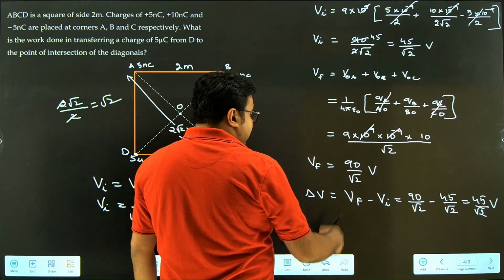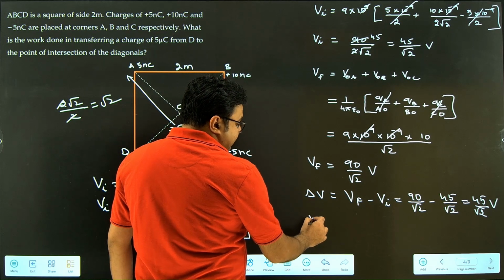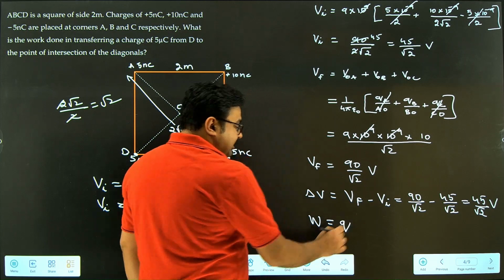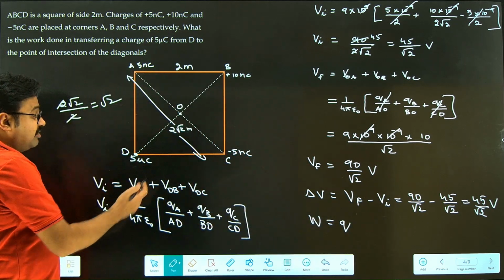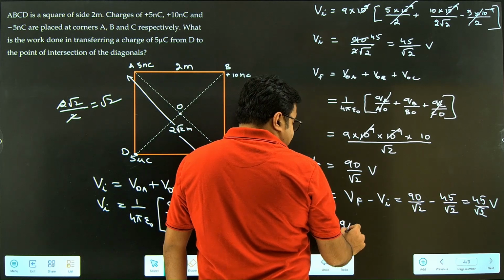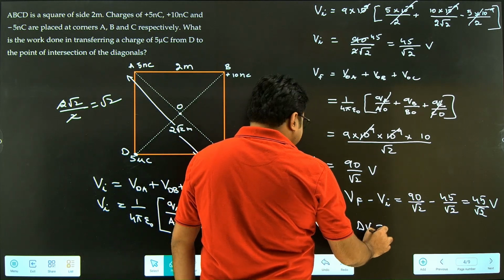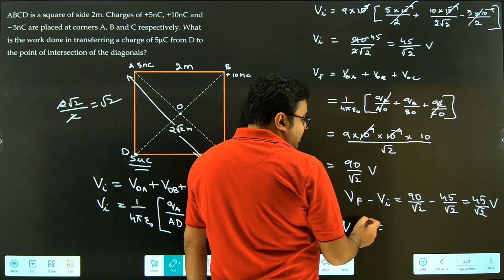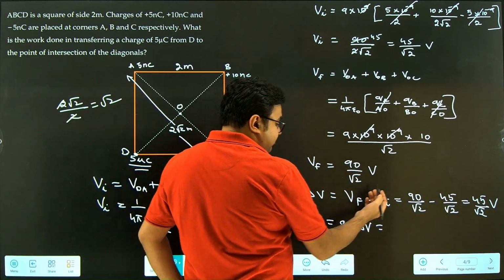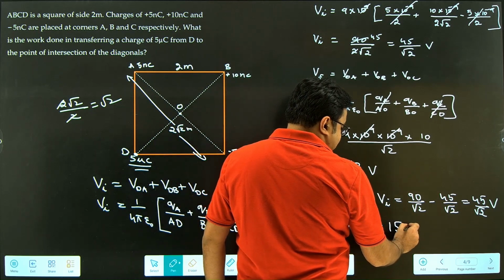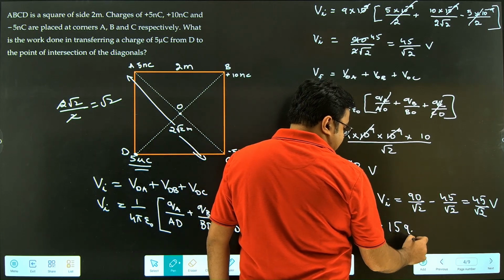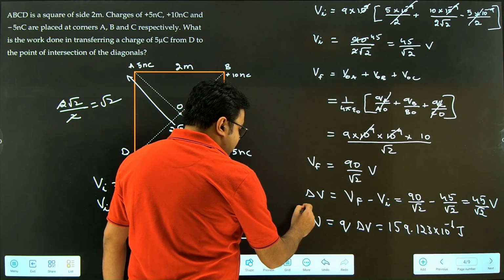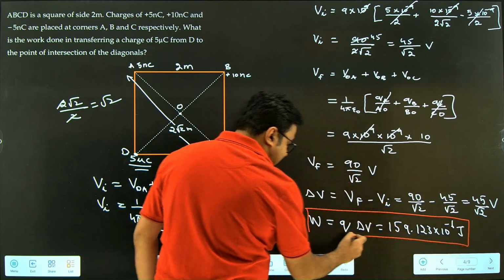When that is the case, you can now calculate the total work done. Work done is simply the product of charge that is being moved and the potential difference delta V. The charge that is being moved is here, that's a 5 microcoulomb, and then you have delta V. You multiply 45 by root 2 with 5 into 10 to the power of minus 6, and I'm sure you will get 159.123 into 10 to the power of minus 6 joule, and that is your final answer.